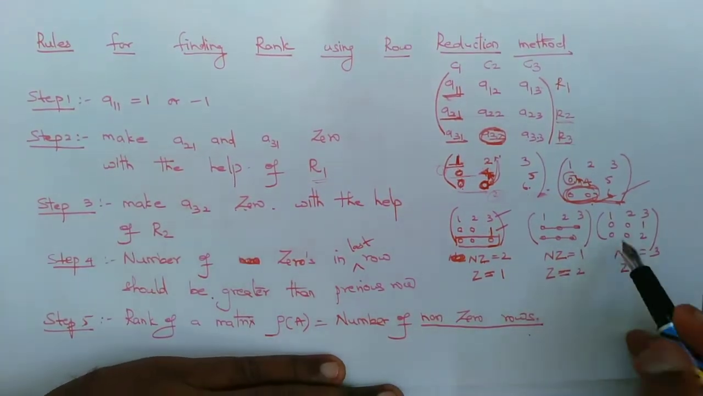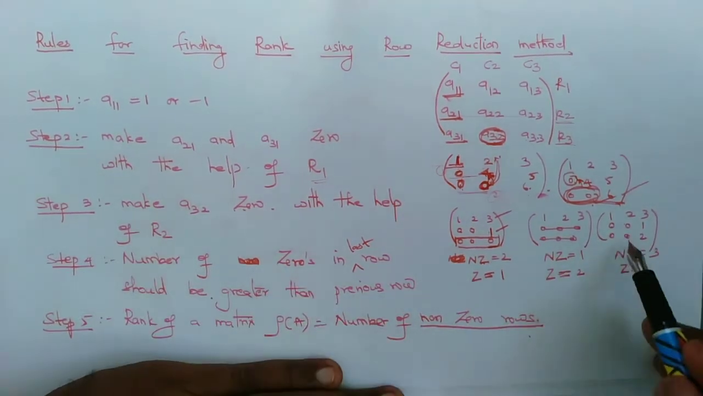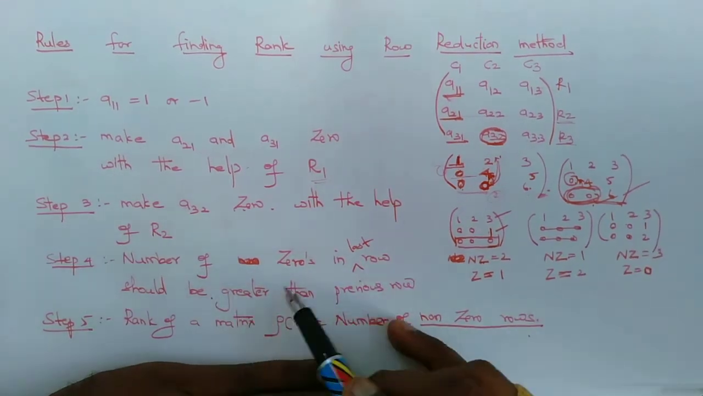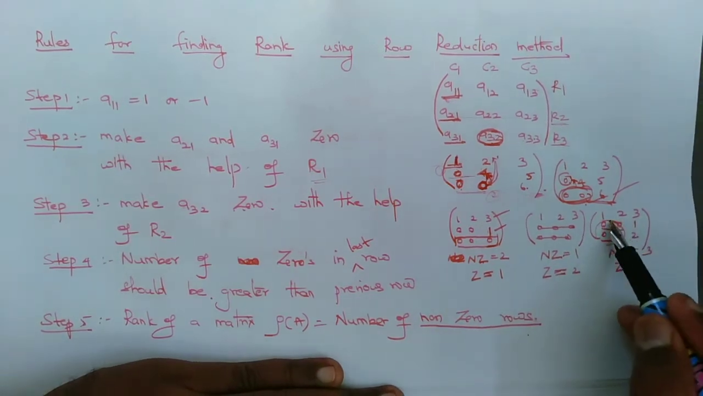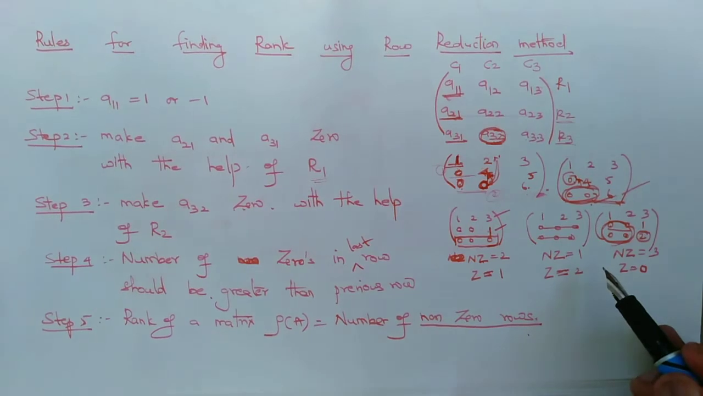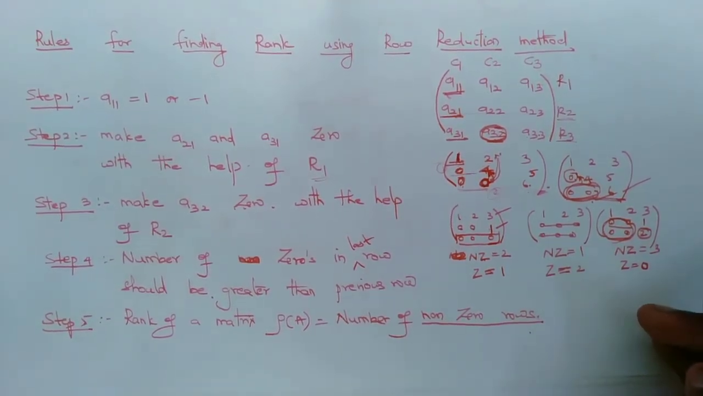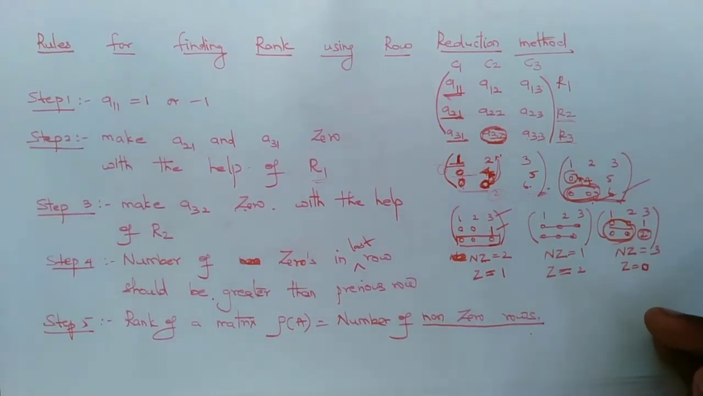The main thing: the problem here is 0, 0, 0, 0. Step 4 does not satisfy here. Number of zeros in the last row should be greater than the previous row. Here also 2 zeros, so it does not satisfy. In such a condition, I need to make this one 0. I will teach you while doing the class sums. If you have any questions, you can ask me, and I will be ready to teach.